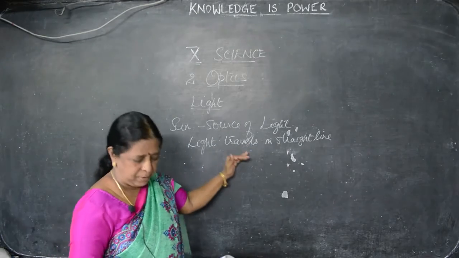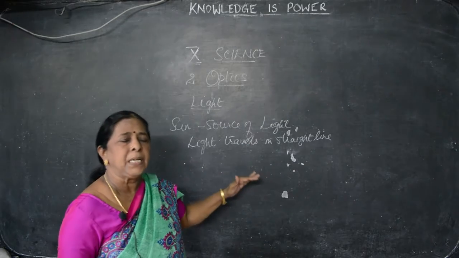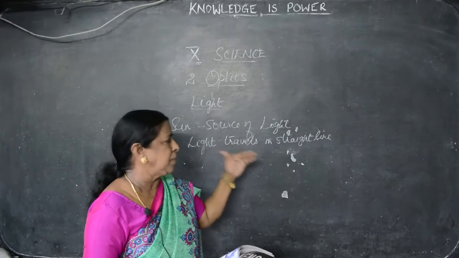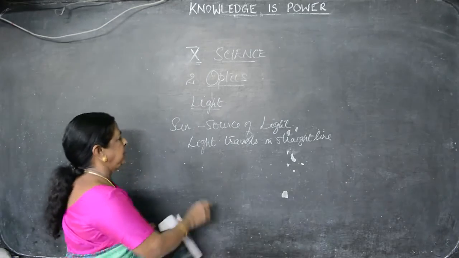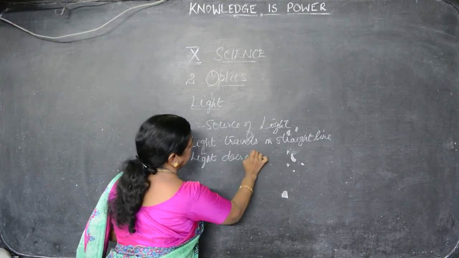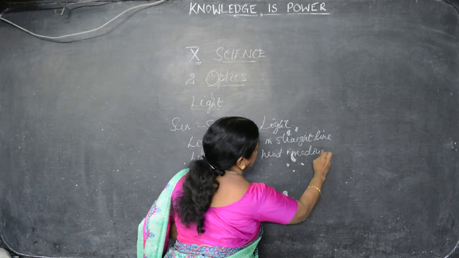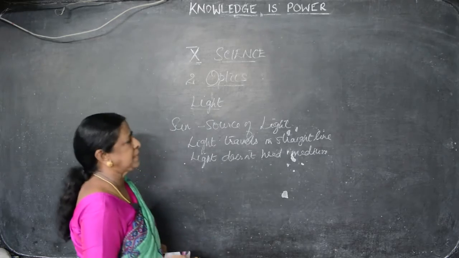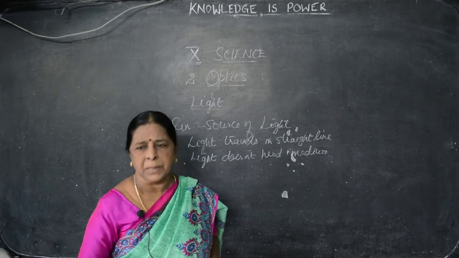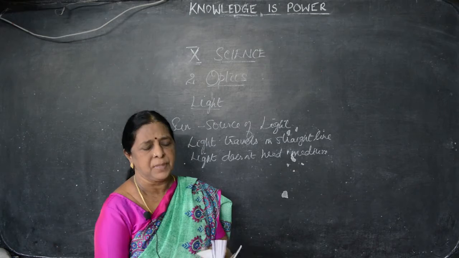Light is a form of energy. It always travels in a straight line. It does not need any medium to travel. What is a medium? That is solid, liquid and gas. They are the mediums. Light does not need any medium. It can travel through vacuum also. Vacuum means empty. Even if there is nothing there, the place is vacant, light can travel.